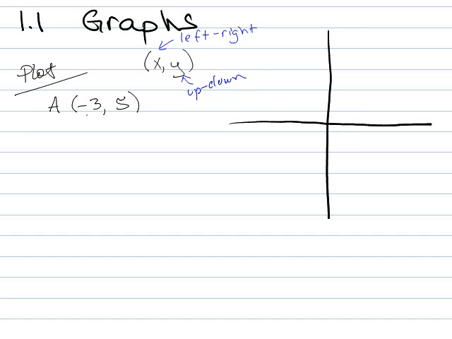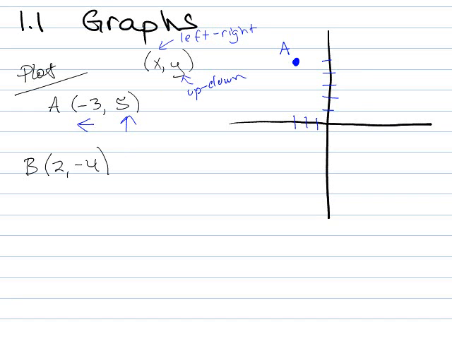So if I've got (-3, 5), I would go 3 to the left and 5 up, right? So I go 1, 2, 3 to the left, 1, 2, 3, 4, 5 up. 3 to the left, 5 up, and there's my point A. Good? You remember how to do this? Just make sure that you're able to plot some points, because this is going to be a skill that we kind of assume you have going into this.